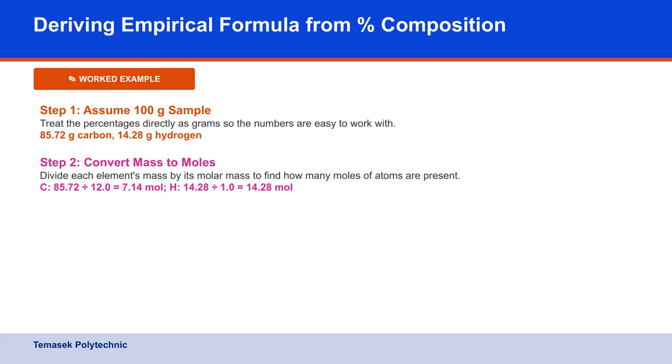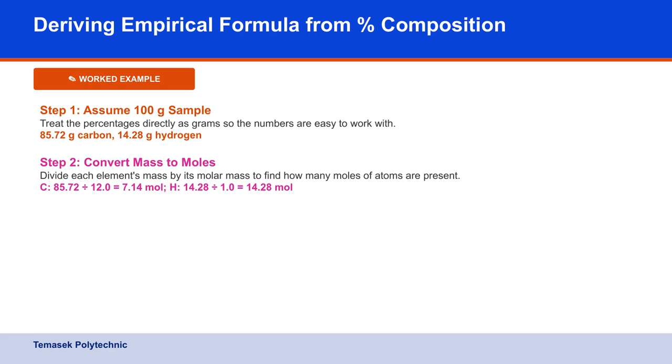All right, let us work through deriving an empirical formula from percentage composition. Step 1, we assume a 100-gram sample. This is a classic trick that makes the math clean and straightforward. Whatever the percentage is, we simply treat it as grams. So 85.72% carbon becomes 85.72 grams of carbon, and 14.28% hydrogen becomes 14.28 grams of hydrogen.